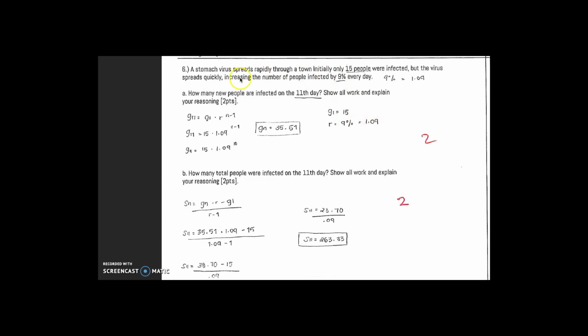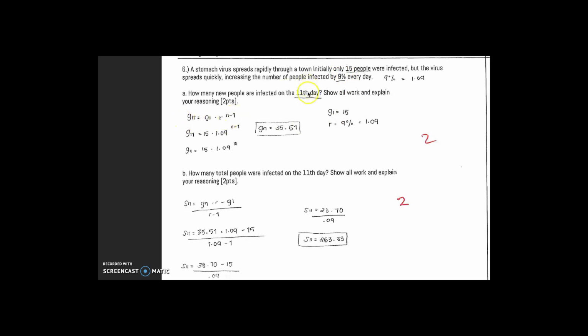It says increasing. More people are getting this virus. So it has to be a number greater than 1. The reason why it's a greater number than 1 is because it's increasing. So this is really not 9%. It's really 109% if you think about it.